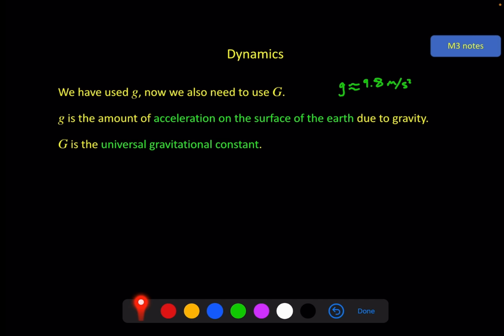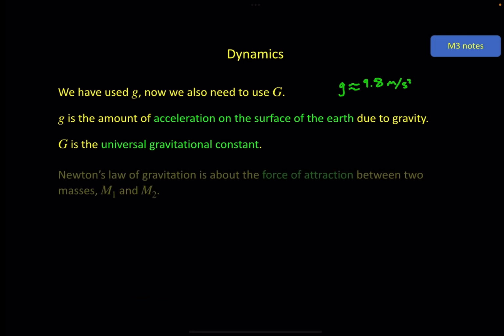It's not a true constant, although 9.8 is a good approximation, and to two significant figures, it will be 9.8 wherever you are on the surface of the Earth. As compared to that, capital G is a true constant. This is the universal gravitational constant, and it's the constant that is used in Newton's law of gravitation.